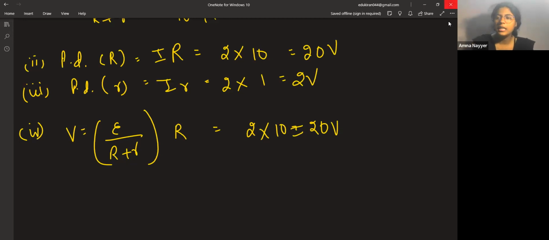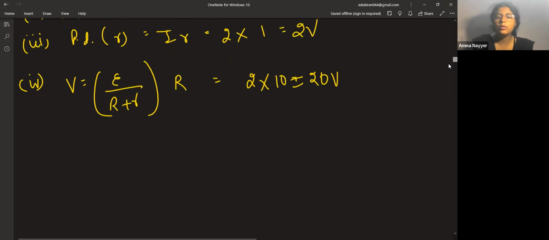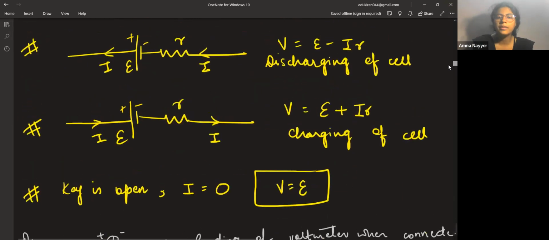Fine. One more thing, then you can note this down. I just wanted to discuss: you are not always going to use E minus Ir. This is a condition known as discharging of a cell, meaning current is flowing from the positive terminal of the battery. If this reverses, and current flows from the negative terminal and comes back to the positive terminal, that is charging of the cell. In that case, you will use E plus Ir. Just keep this in mind.